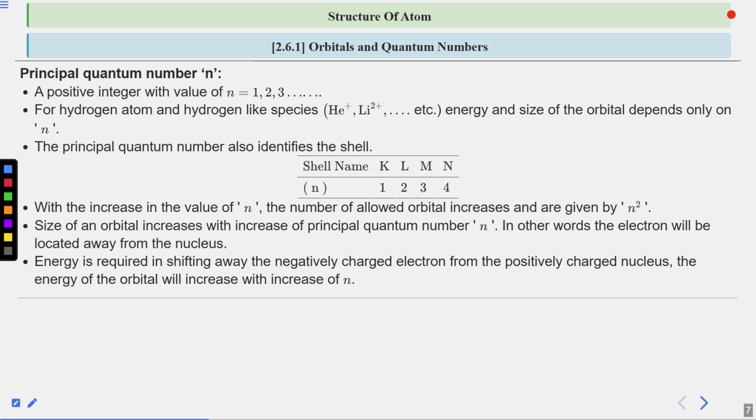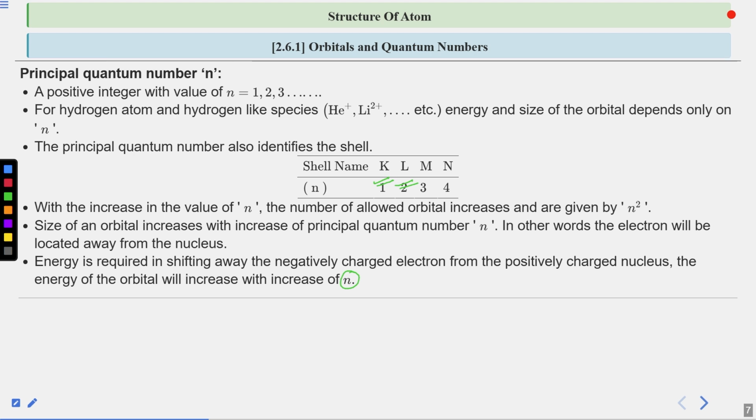As you move away from the nucleus, that means as you keep on increasing the value of n, the value will become less and less negative. That means the energy is increasing slowly. Got it? So we can say that the energy increases with n. And what is the reason behind it? What is the physical reason?